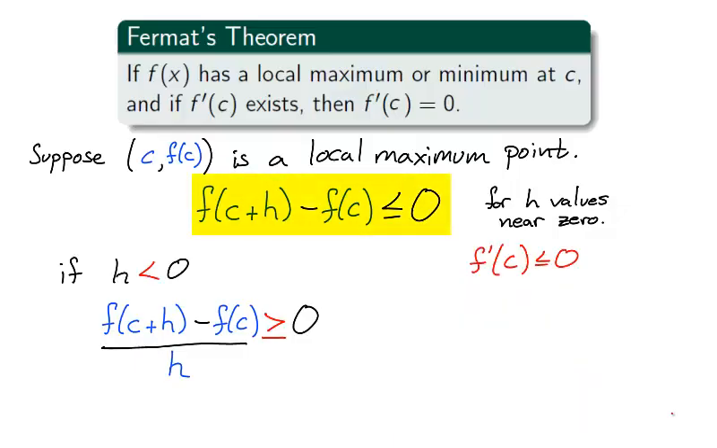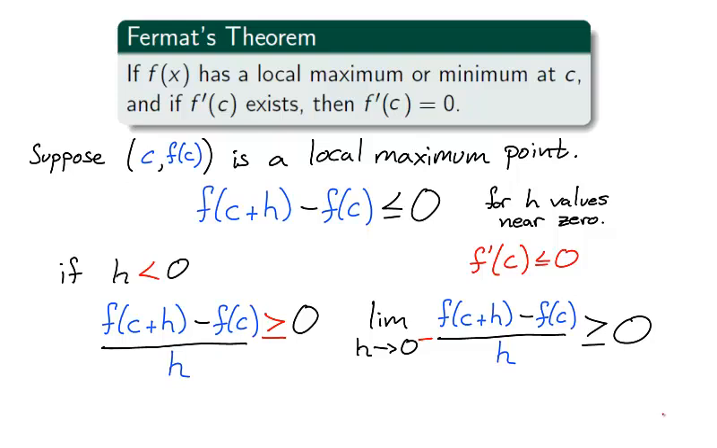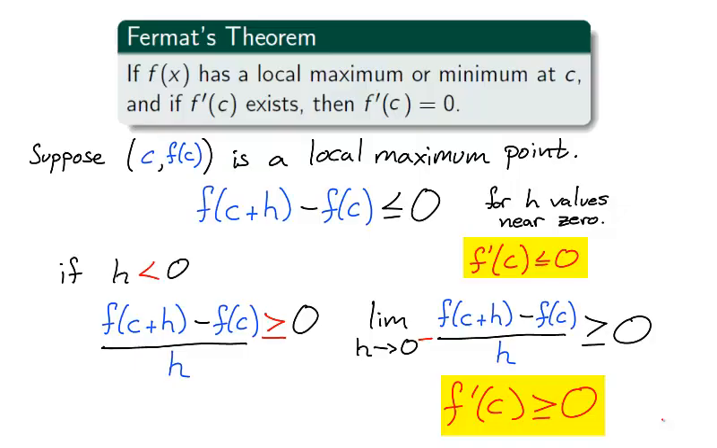Going back to the original inequality, if h is less than 0, then dividing by h reverses the inequality, and the limit as h approaches 0 from the left is at least 0, which tells us that the derivative of f at c is at least 0. We now have two inequalities. The derivative of f at c is at most 0, and the derivative of f at c is at least 0. Therefore, we have that the derivative of f at c is exactly 0. In a nearly identical way, it can be shown that a local minimum point (c, f of c), which is differentiable, has a derivative f prime of c being 0.